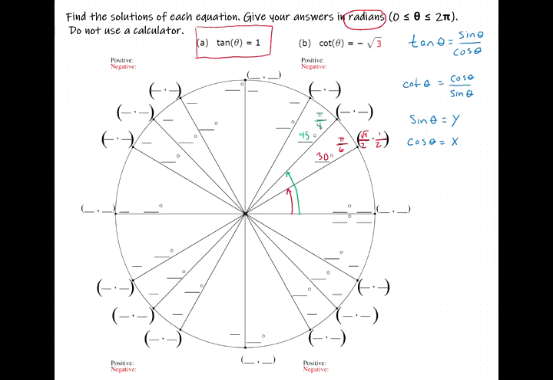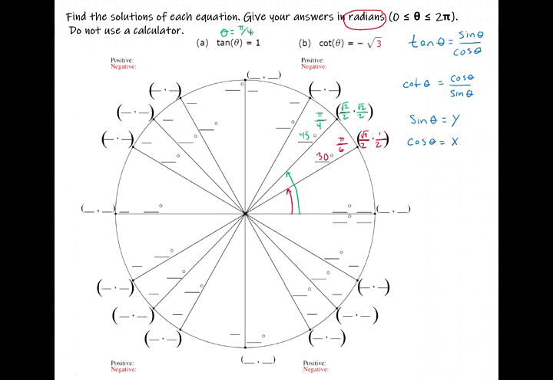or pi over 4 radians, the terminal point is root 2 over 2, comma, root 2 over 2. So the sine and the cosine are equal to each other. So the value of the tangent of pi over 4 is equal to 1. So we can say for part A, theta equals pi over 4.